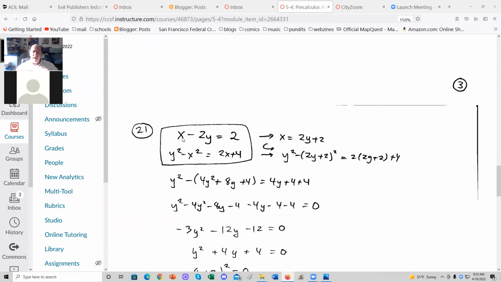Here we have x minus 2y is 2, x squared minus y squared equals 2x plus 4. I believe the first graph is of a line, and this is of a hyperbola.